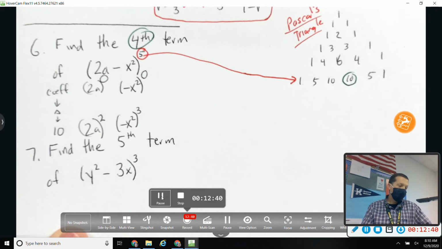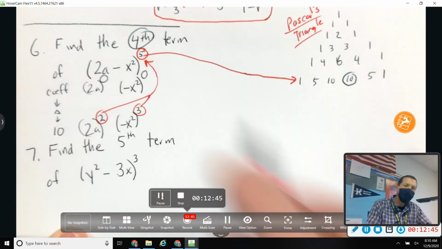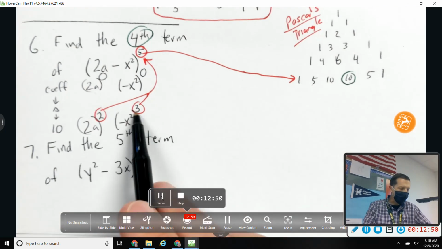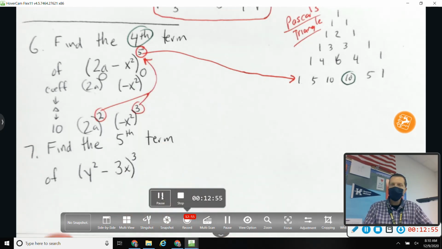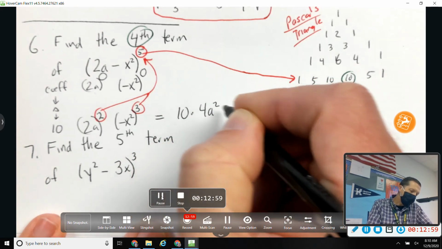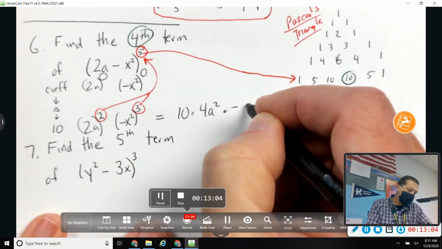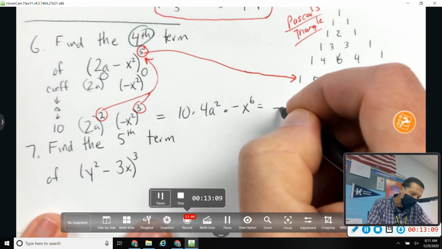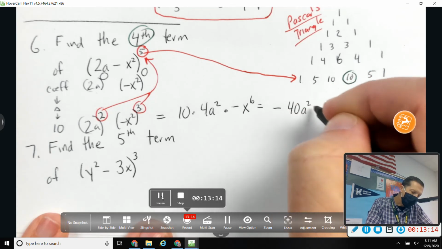And at this stage, those two exponents are supposed to add to the overall exponent. Now, that won't be true when we cube the square thing here in a minute, but at this stage, the 2 and the 3 add up to 5. So that's a little bit of a check on what's going on. So 10 times 4a squared times, let's see, if we cube a negative, we get a negative, x to the 6th. So the answer will be negative 10 times 4 is 40, a squared, x to the 6th.